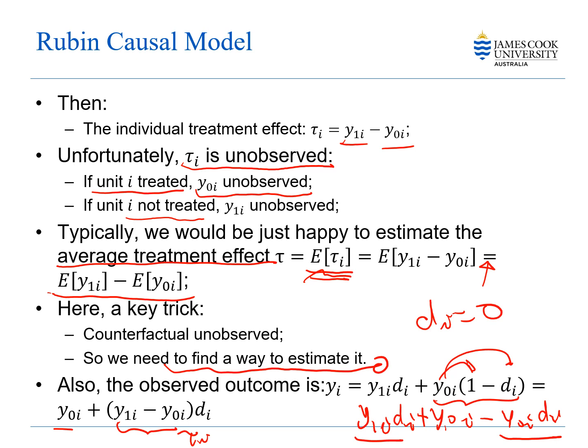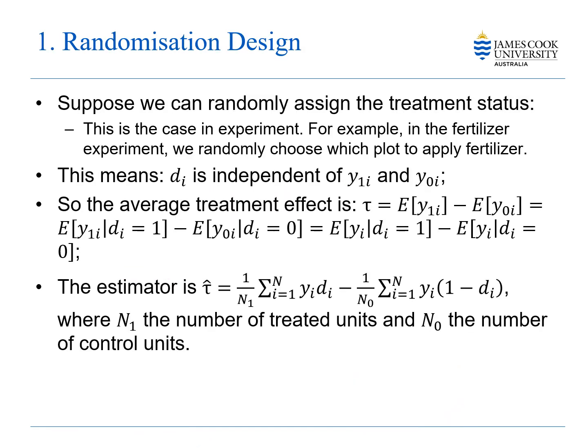Our task is to estimate the treatment effect or average treatment effect. The dilemma we have is that the counterfactual is always unobserved. So the trick is that we need to find a way to estimate the counterfactuals. Okay, let's look at the first design.